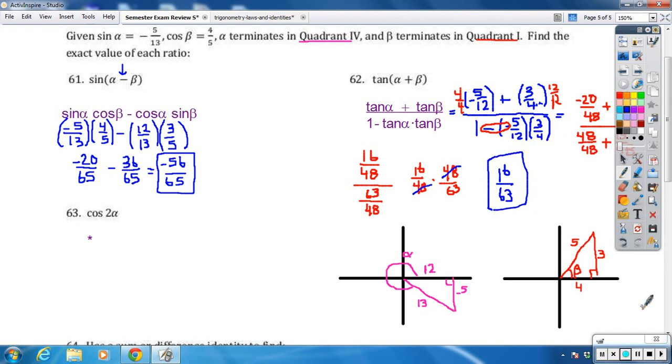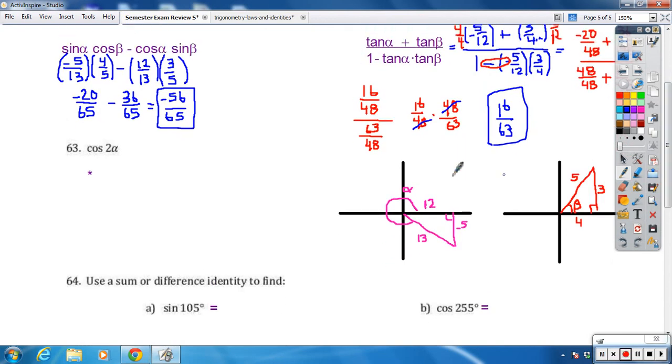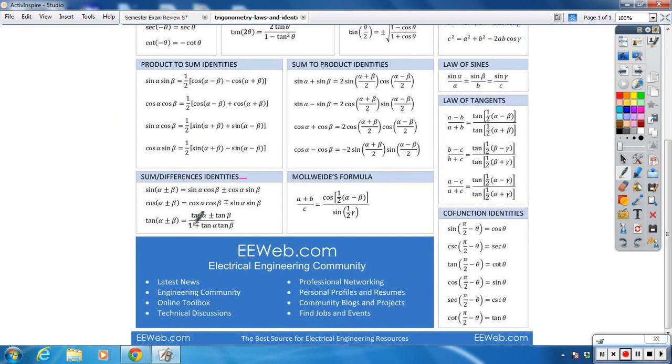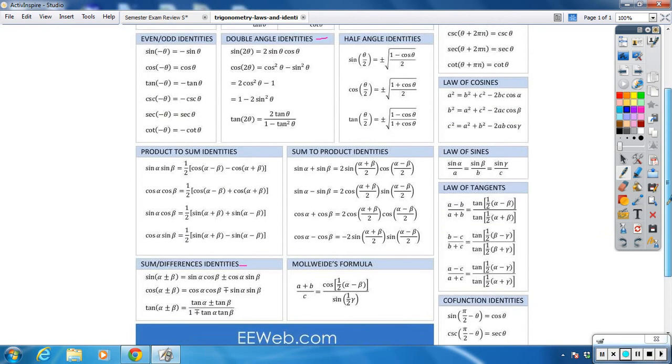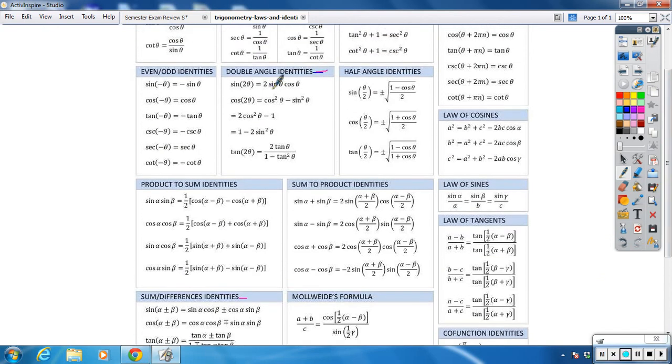Alright, so now let's go ahead and look at the cosine of 2 alpha. 2 times alpha is a double angle, so instead of using my sum difference identities, I'm going to go up a little bit and use my double angle identities. Anytime I see 2 times an angle inside, I'm going to use one of these identities. So for cosine, I can pick whichever of these 3 I want, based off what I know and how comfortable I am with multiplication. Regardless of which one you use, you'll wind up with the same answer.